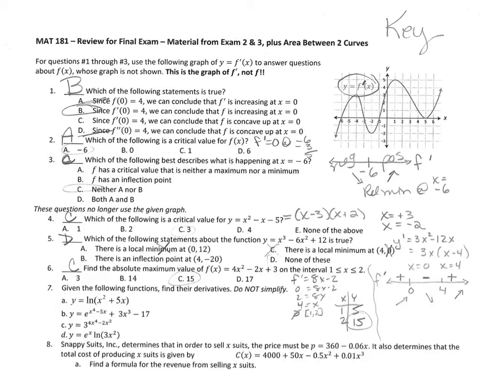And what do we know about positive first derivatives? We know that the function is increasing at that value. We do not know anything about concavity with a first derivative, so we get to choose b.